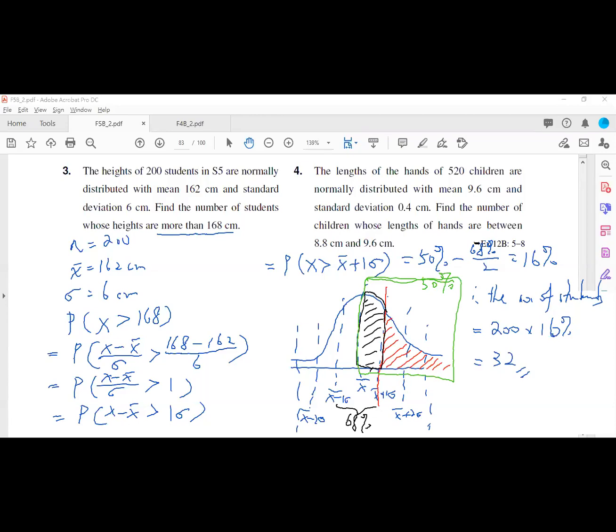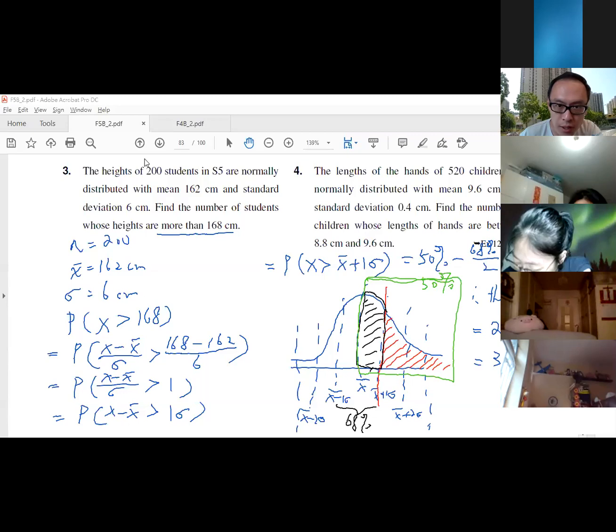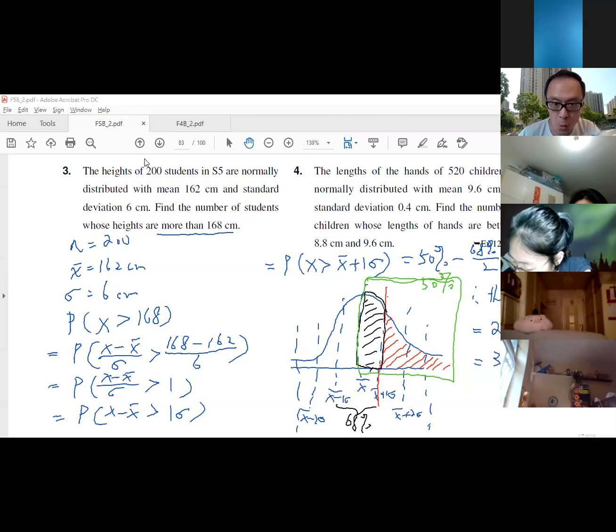Some students ask me to explain the 50%. Okay, do you understand that we are finding the area of the red part? Red part. Do you understand this? The red part. But what we have is the number of 68%, 95% and 99.7%. Okay, and we have the black part, the number for the black part.